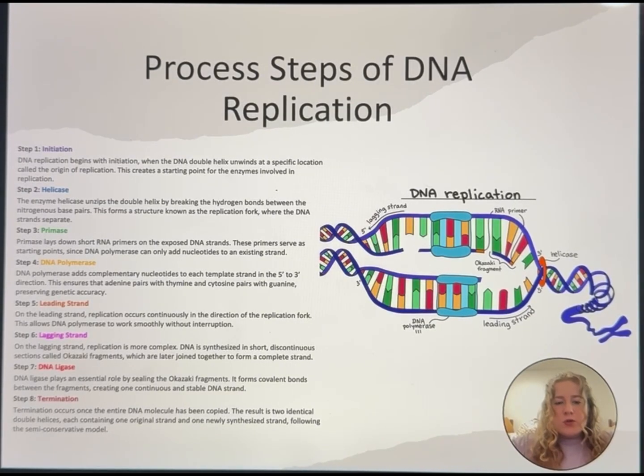The result is two identical double helixes, each with one original strand and one newly synthesized strand. This is called the semi-conservative model of replication. DNA replication is crucial because it ensures genetic stability every time a cell divides, whether in growth, repair, or reproduction. It guarantees that each daughter cell has the exact same instructions. Mistakes in this process can lead to mutations, which sometimes cause disease, but overall, this highly accurate system is the foundation of life itself.